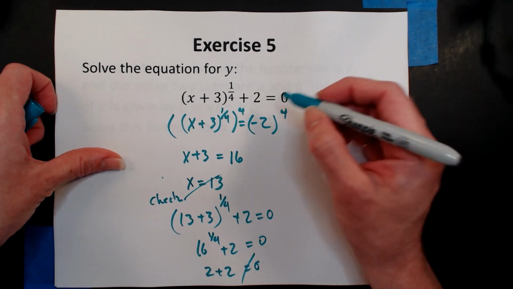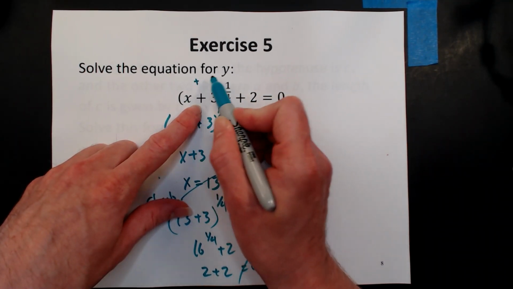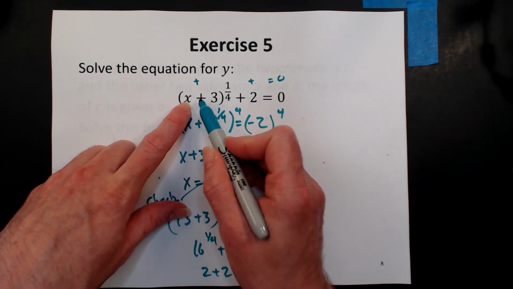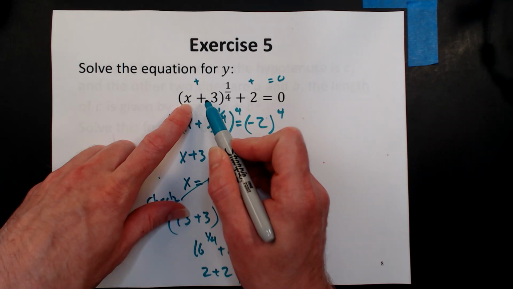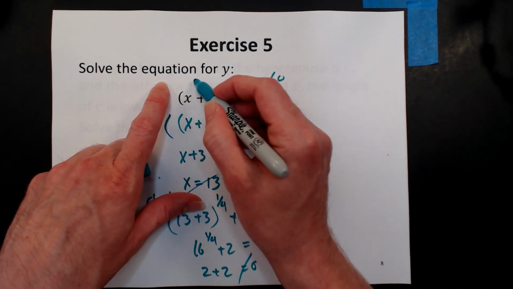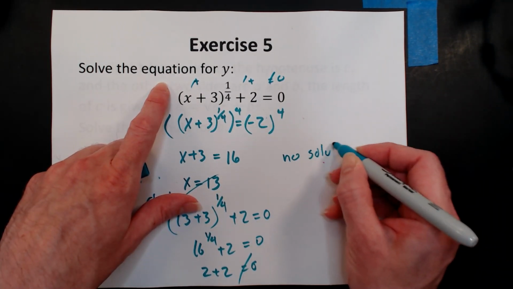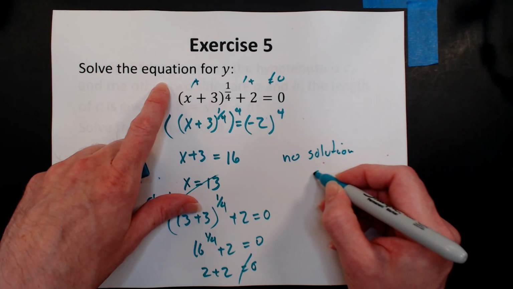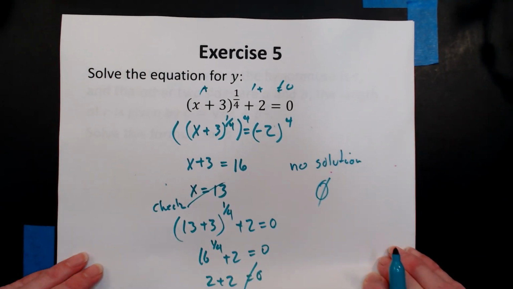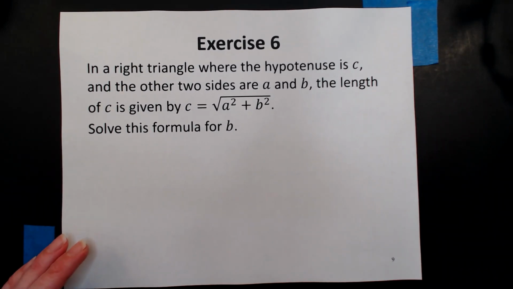And the reason why it didn't work is because basically what you're saying here is a positive number plus a positive number equals 0. Because you can only get positive numbers back under even roots. So if you add two positive things together and you get 0 back out, that's never going to happen. So this equation had no solution. It's the empty set. Like I said, one answer could work, both answers could work, none of the answers could work.